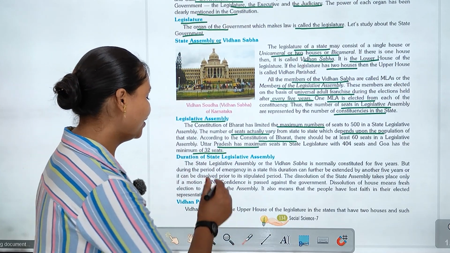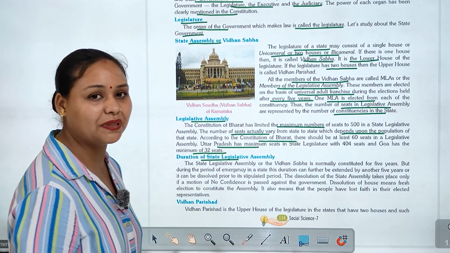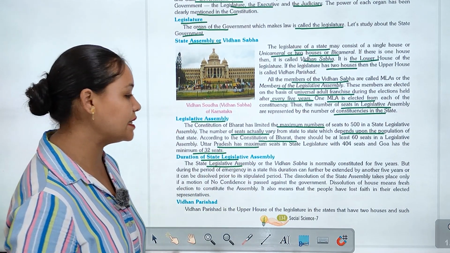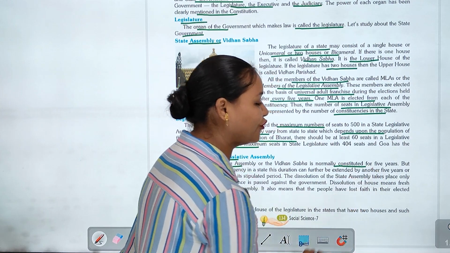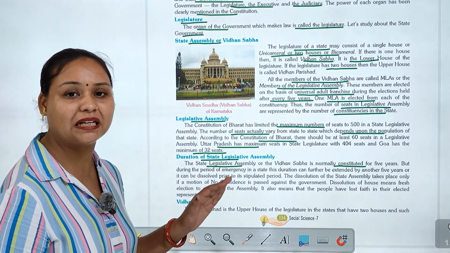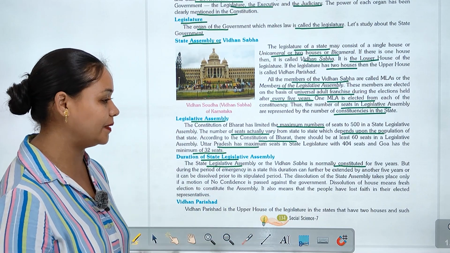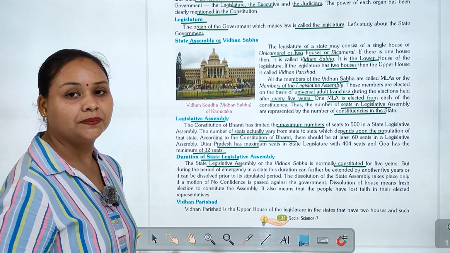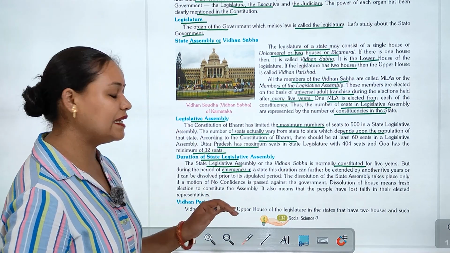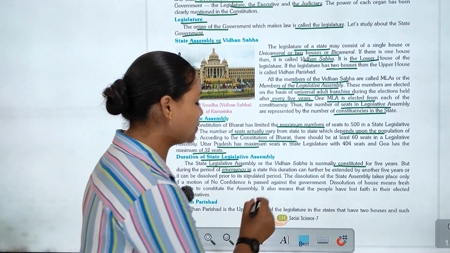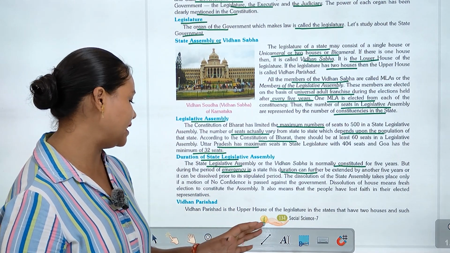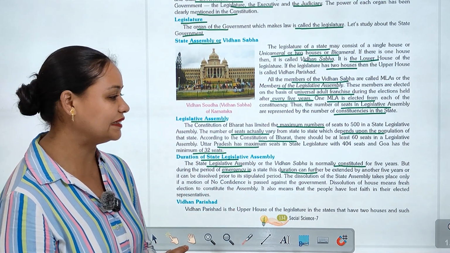ओके, चलिए. Duration of the state legislative assembly का. The state legislative assembly or the विधान सभा is normally constituted for 5 years. ये जो विधानसभा का जो चुनाव होता है लगभग 5 साल बाद हेल्ड किया जाता है. But during the period of emergency, लेकिन जब इमरजेंसी के दौरान in a state this duration can further be extended, इसको 5 साल को घटा भी दिया जाता है और उसको बढ़ा दिया भी जाता है.